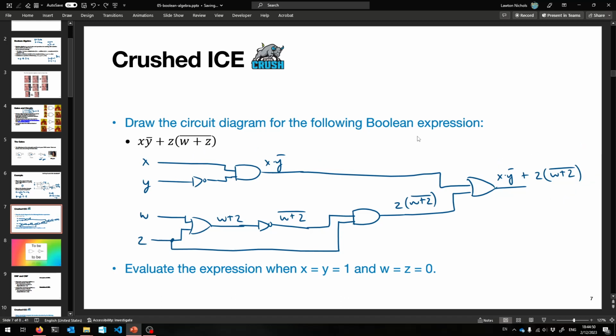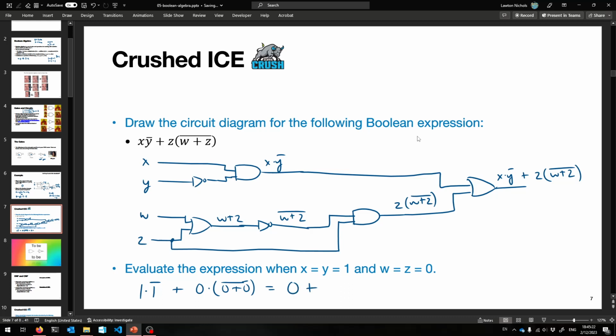Let's evaluate it when x and y are 1 and w and z are 0. So if x and y are 1, it's 1 ANDed with 1 bar, plus a z, which is a 0, ANDed with w plus z bar. So that's 0 plus 0 bar. All right, so let's see. 1 ANDed with 1 bar. That's 1 ANDed with 0, which is 0.